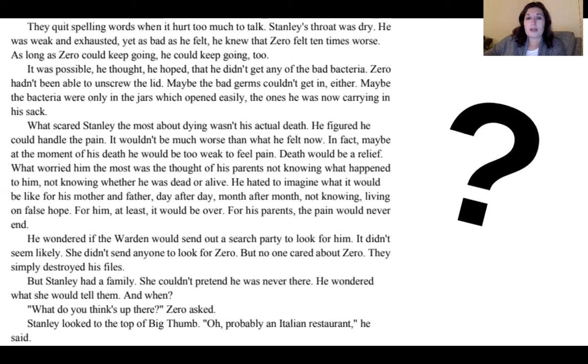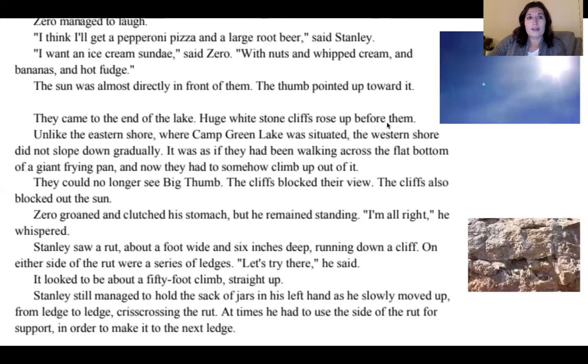"What do you think's up there?" Zero asked. Stanley looked to the top of Big Thumb. "Oh, probably an Italian restaurant," he said. Zero managed to laugh. "I think I'll get a pepperoni pizza and a large root beer," said Stanley. "I want an ice cream sundae," said Zero, "with nuts and whipped cream and bananas and hot fudge." The sun was almost directly in front of them. The thumb pointed up toward it.